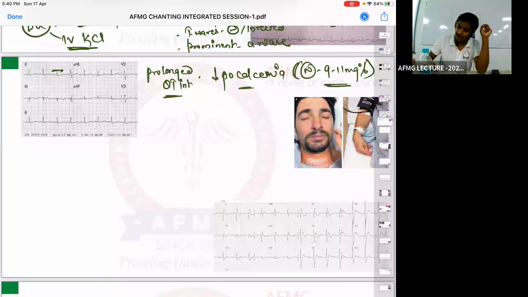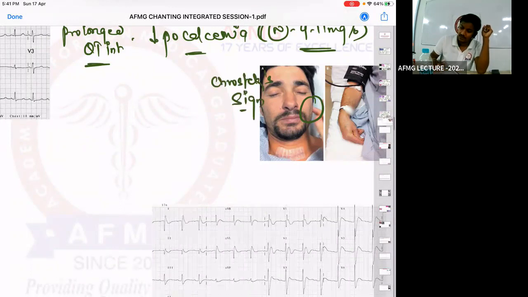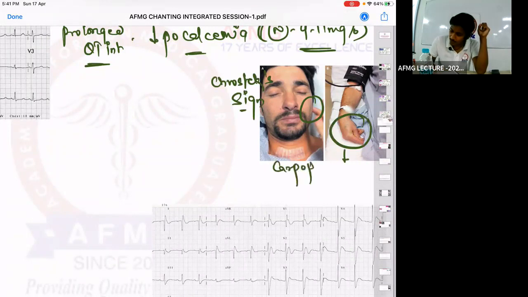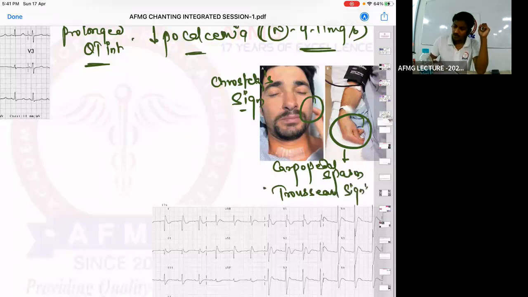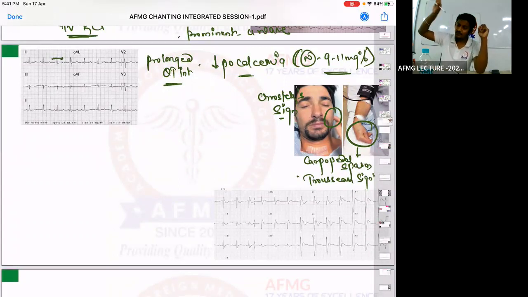If I talk about the important signs, here we are trying to irritate the facial nerve and there would be grimacing seen. This is known as the Chvostek sign. Whereas in this condition you can see there is a carpopedal spasm. This carpopedal spasm is known as the Trousseau sign. No issues with this? So facial irritation पे which sign? Carpopedal spasm is known as.